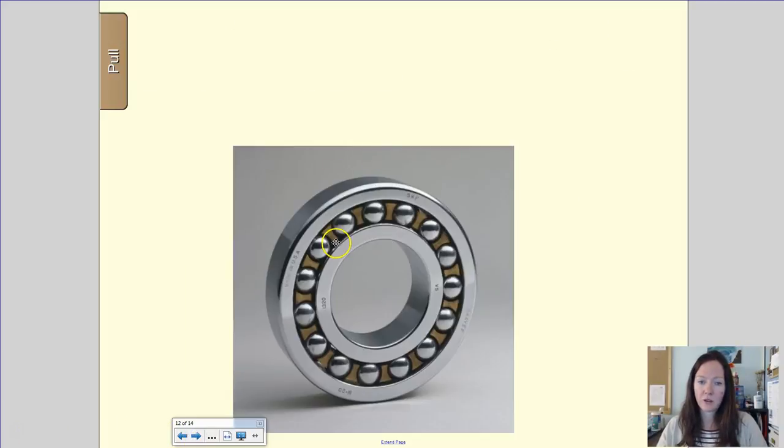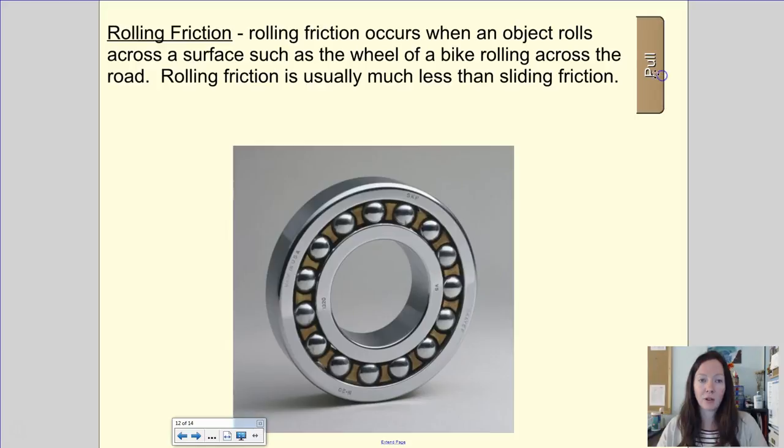This one, if anybody knows what this is, it's a bearing for a wheel. And this is an example of rolling friction. So rolling friction occurs when an object rolls over a surface. The most obvious things are balls and wheels. Here the little bearings are rolling in between the two surfaces to decrease the amount of friction that is acting on the wheel.